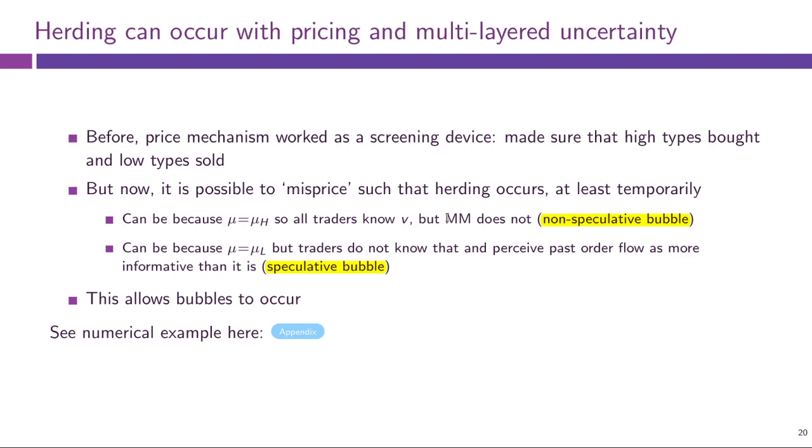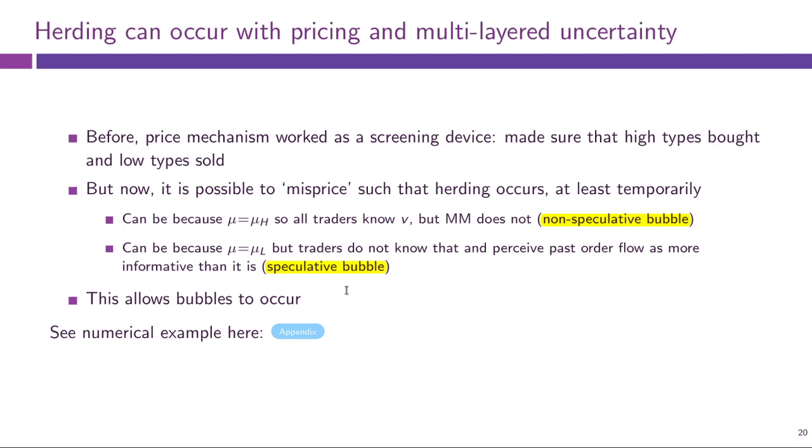So the market maker would underestimate the informativeness of the order flow. And what would happen is that the price would adjust too slowly, so we would have the opposite of a bubble. I guess we could have the bubble in the opposite direction, right? If asset value is low, then everyone sells, but the price would still be high. You can interpret that as a bubble.